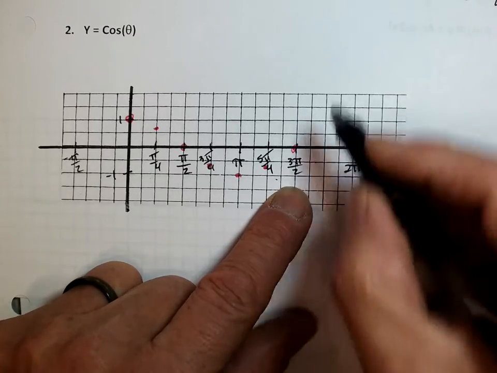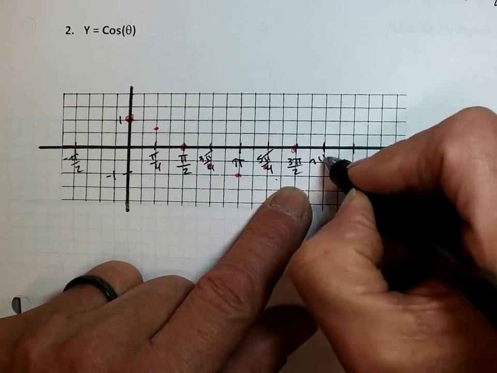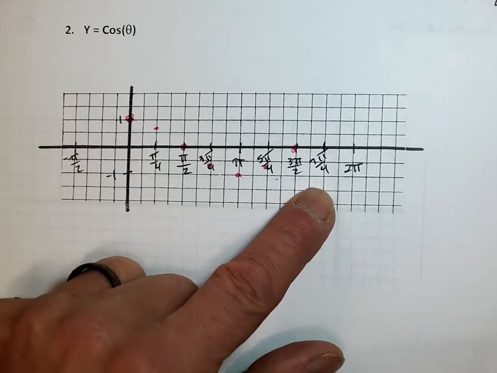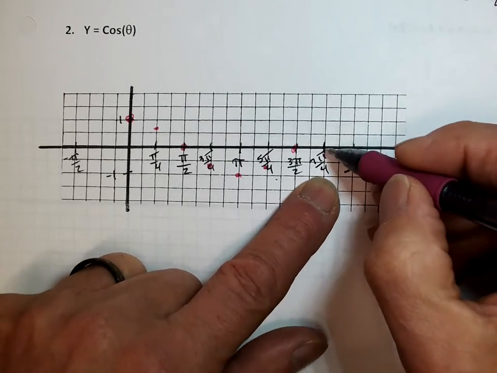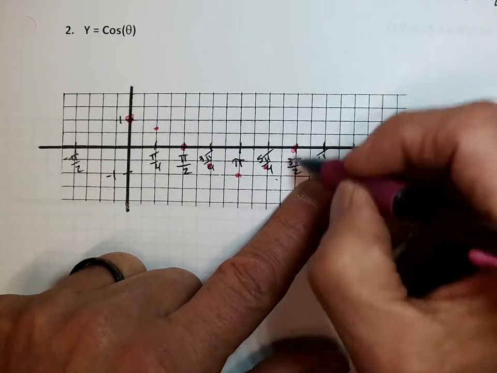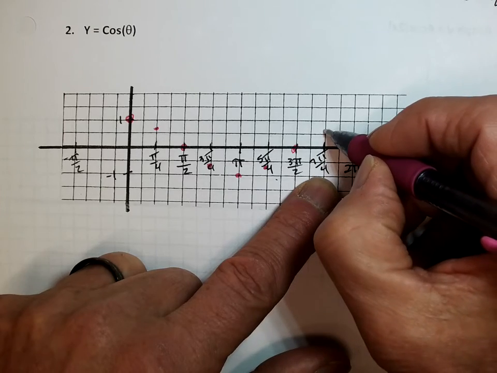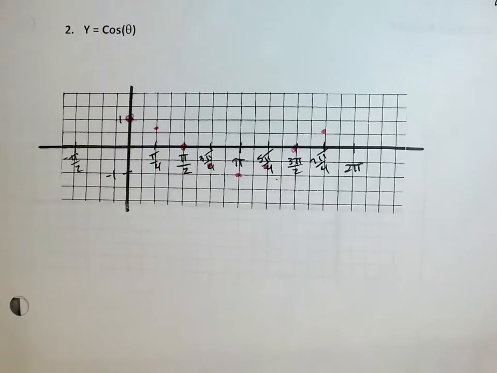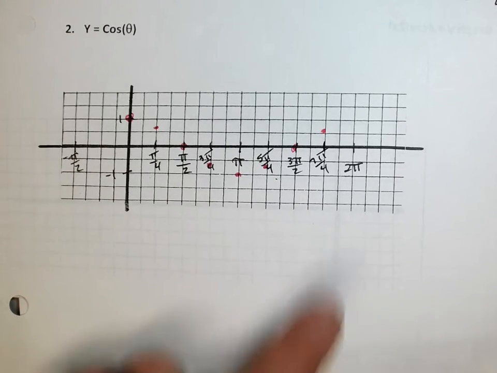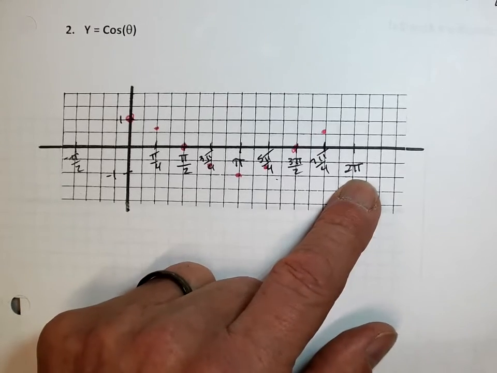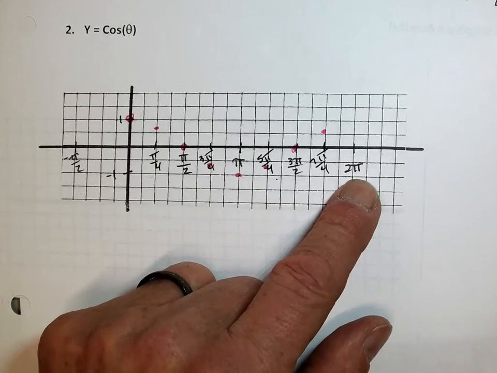7 pi fourths is right about there. And what's the value? Positive 0.7. But you got the right idea. I'll show you. It's this one right here. 7 pi fourths is here, and the x value is positive. Oh, is it? Yeah. No, you're doing great. And then 2 pi. What's the cosine value at 2 pi? 1. It's easy. It's the x, right? It's the 1.